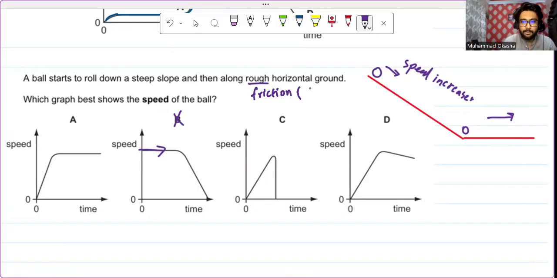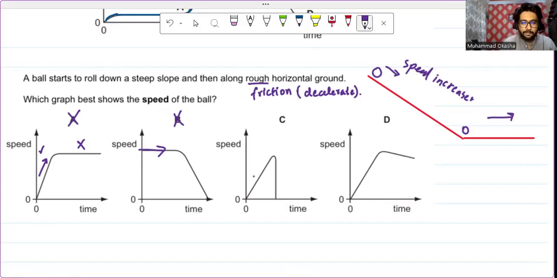The ball will begin to decelerate, right? So increase in speed, right? So graph A, why is this graph A incorrect? Because there is an increase in speed, which is correct, but afterward it shows constant speed. The speed is not constant on a horizontal ground, but rather the speed decreases. So A would be incorrect.